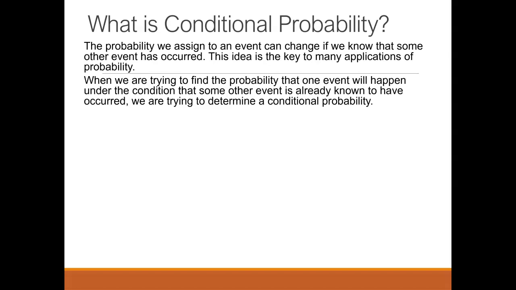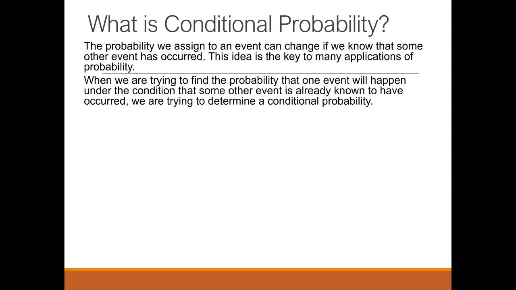So next we want to talk about something called a conditional probability. The probability we assign to an event can change if we know that some other event has occurred. For example, if we're picking your teams for the NCAA bracket, picking round 2 is a conditional probability, because if the team that you picked to win in round 2 lost already in round 1, that probability of them winning goes to 0, right? Because they're no longer in the tournament.